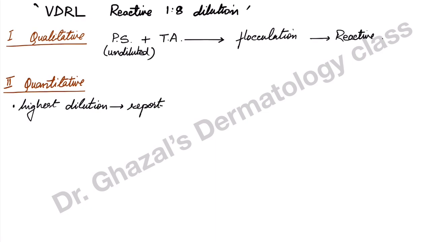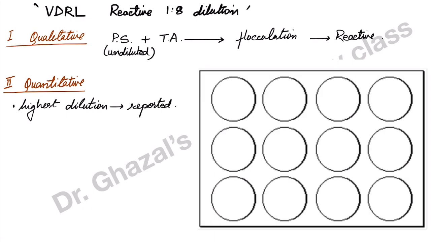So how is it done? See, this is a slide with shallow wells. These shallow wells are marked, say this is circle 1, then 2, 3, 4 and 5. Now from circle 2 to 5, we put normal saline, 0.5 microliter in each. So in 2, 3, 4 and in 5.